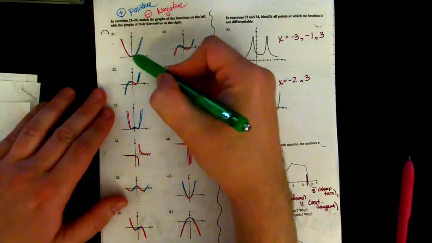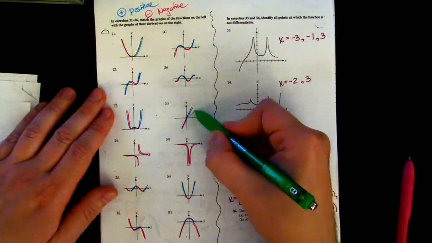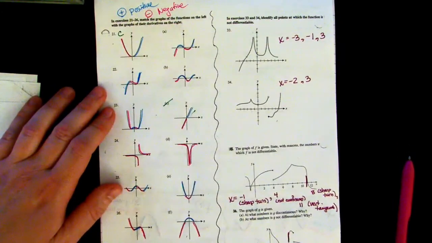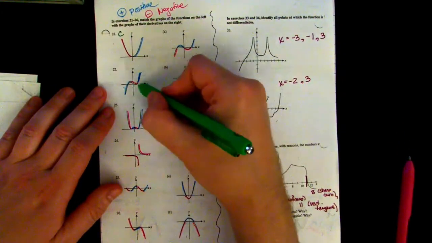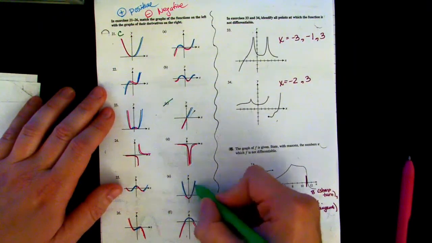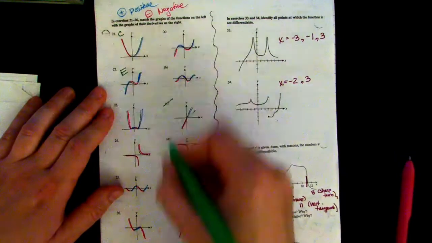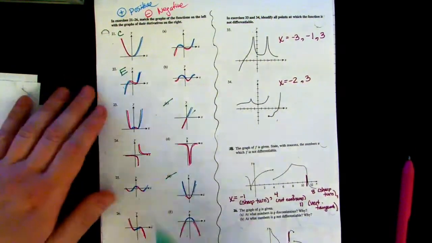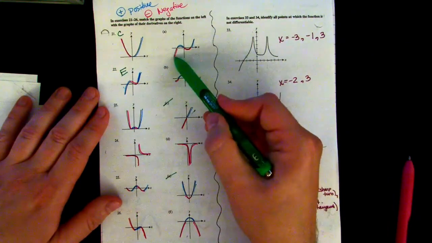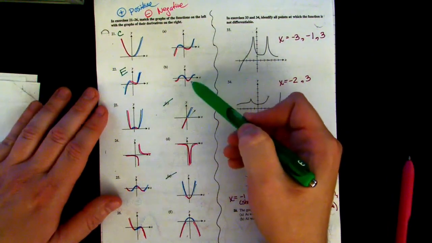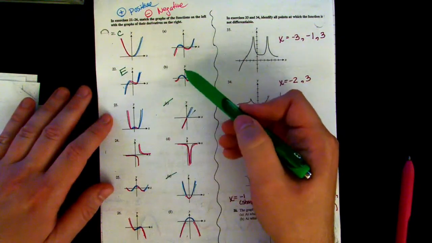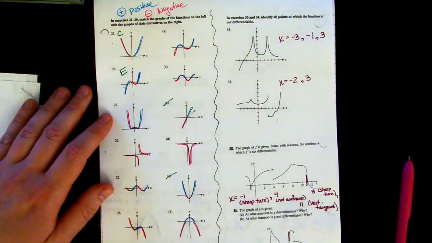21, negative slope, negative y values, positive y values. 21 is C. 22, positive slope, positive slope. Positive y values, negative y values, positive y values. We'll match 22 with E. Negative slope, positive slope, negative slope, positive slope. Negative y values, positive. Oh, wait a minute. 23 could be A or B. Let me hold off on that.